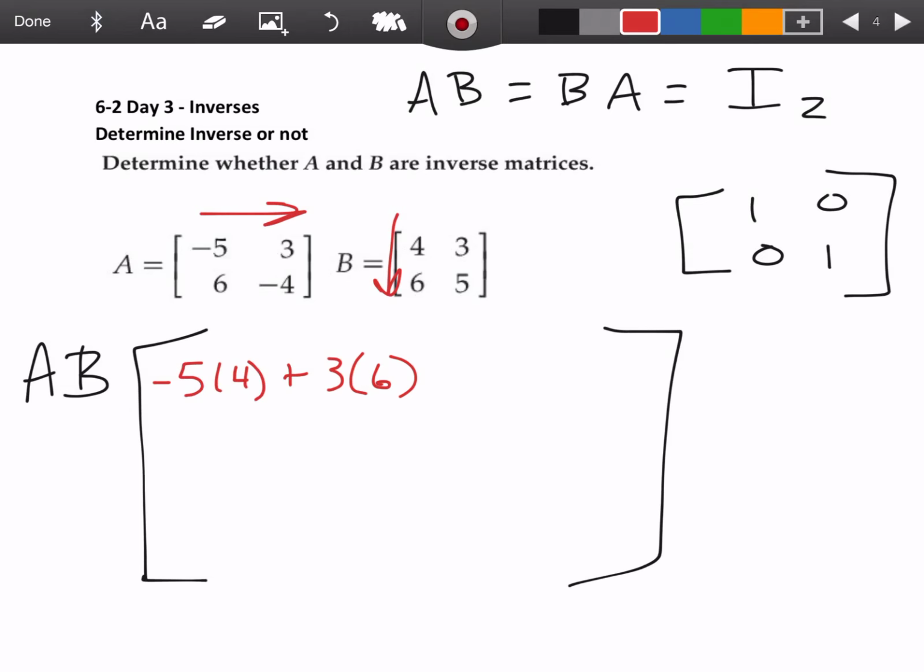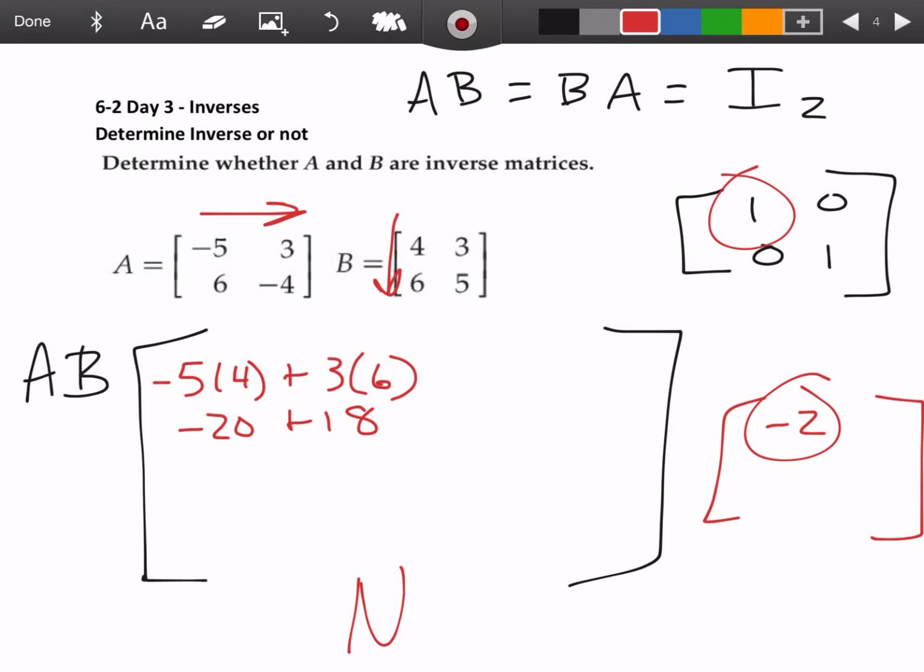Well, the reason I do these operations right away is that this is going to be a negative 20, and that's going to be an 18, which means that we're going to get a negative 2 up here. So now I don't even need to go on, because negative 2 is not 1. I already know that these are not going to be inverses. So finding an inverse takes quite a while because you have to make sure that they all check out. But as soon as one of these is not the number it should be, in this case it's supposed to be 1, it turned out to be negative 2, we already know it's not going to be an inverse.